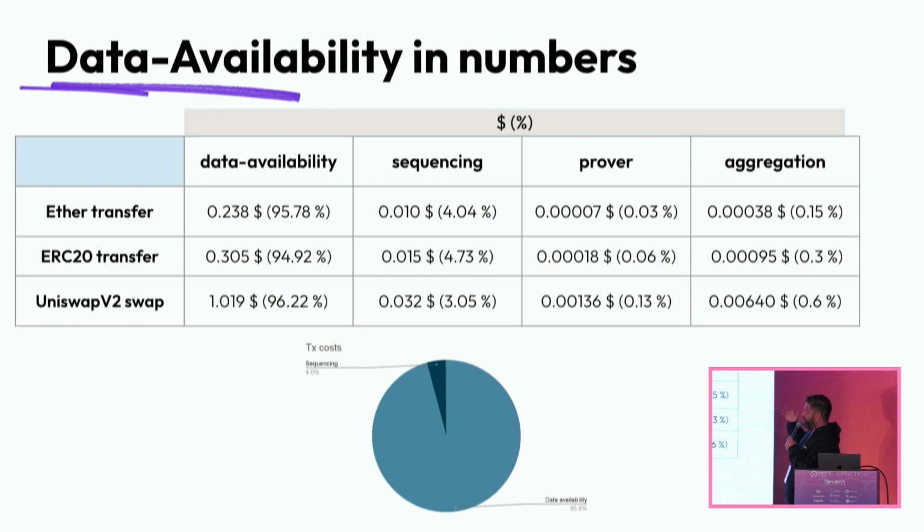Currently, we are paying 95% of the cost of submitting a transaction to L1 because of the data availability. If you take a look, sequencing is just 4%, the prover is negligible, and also the aggregation. So this pie represents more or less where the costs are.